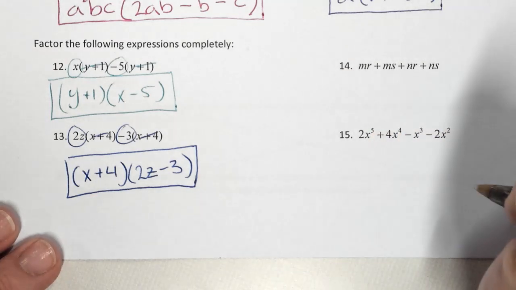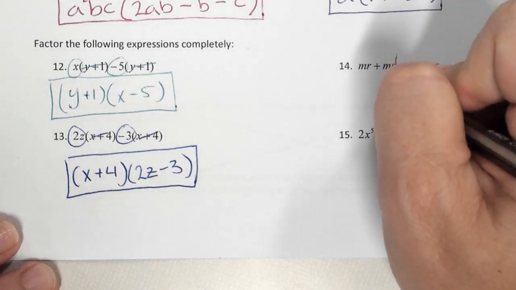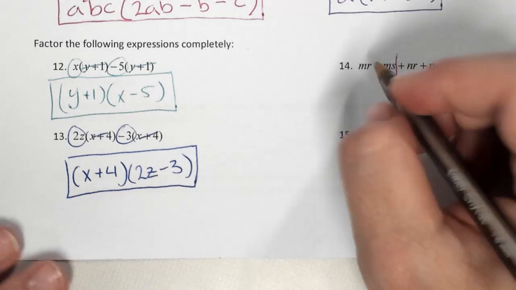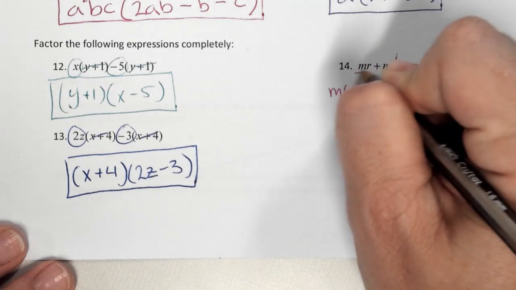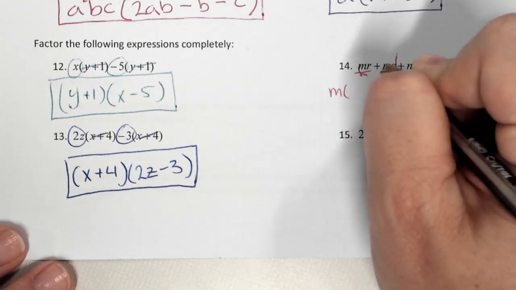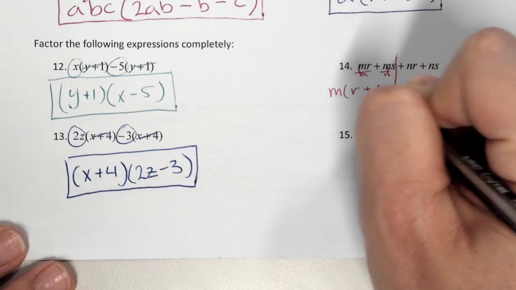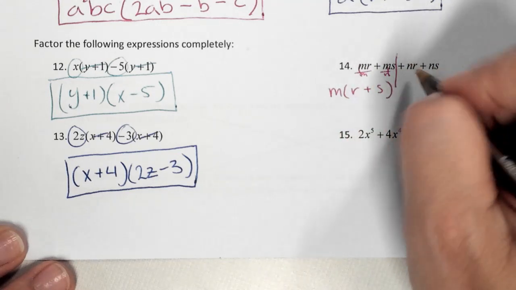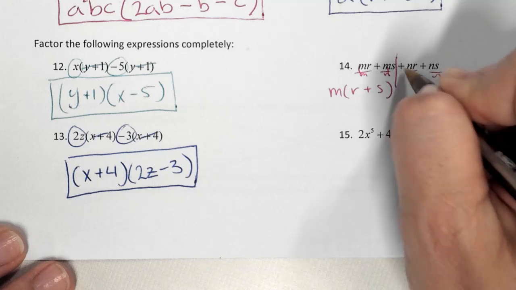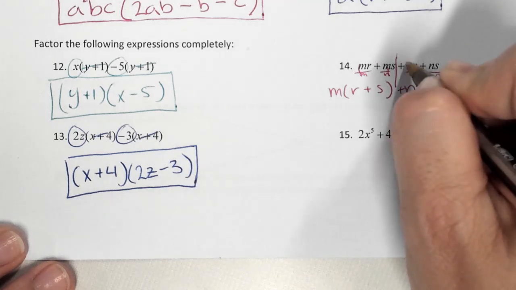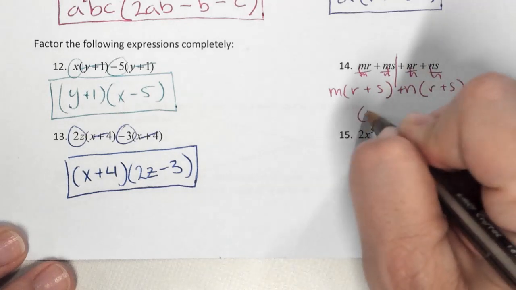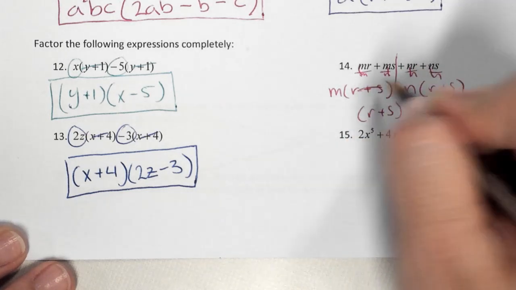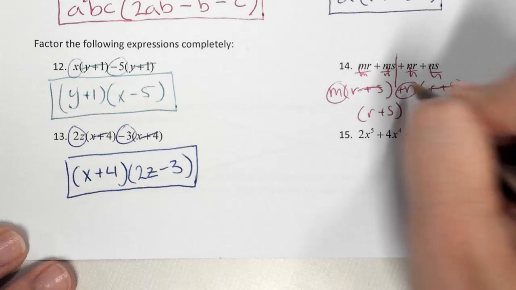Here, there is no GCF of the whole thing, so we're going to go ahead and cut it in half and actually group it. So what's my GCF of the left? Well, they both have an m, and when I take that out, I'm left with r plus s. GCF of the right, they both have an n, and its first term is positive, so plus n. When I take that out, I'm left with r plus s. They match, so I take it out again, like a GCF, and I'm left with m plus n.